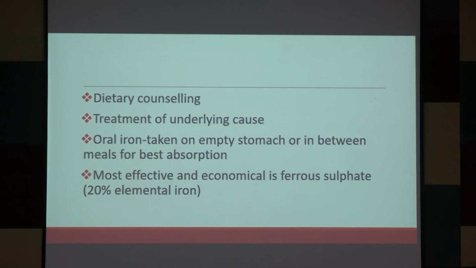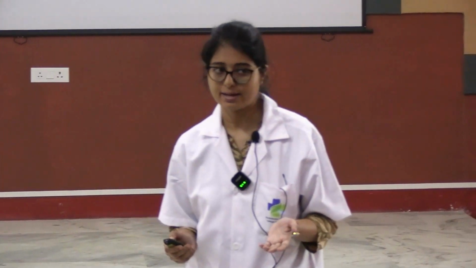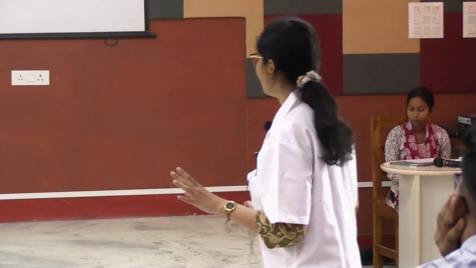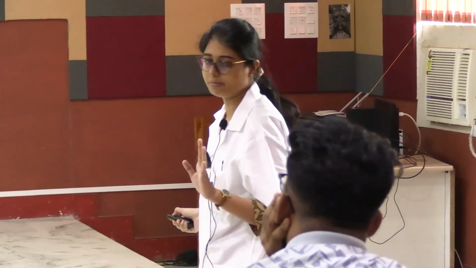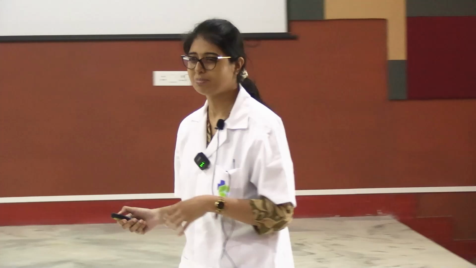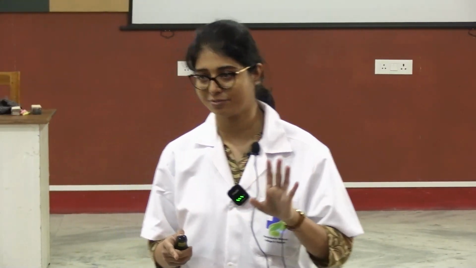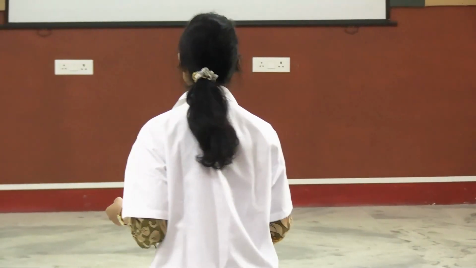Among oral iron, there is a preparation called ferrous sulfate that is very cheap, very easily available and very effective as well. It contains 20% elemental iron. Oral iron should be taken on an empty stomach. But usually if you take it on an empty stomach, it causes gastric irritation. So what we say is, take it between meals. Like you had your lunch, take it about 2 hours after having your lunch.